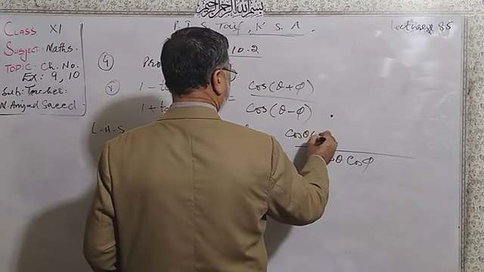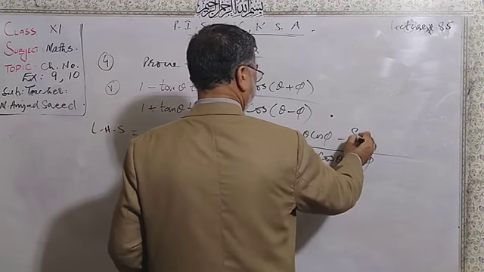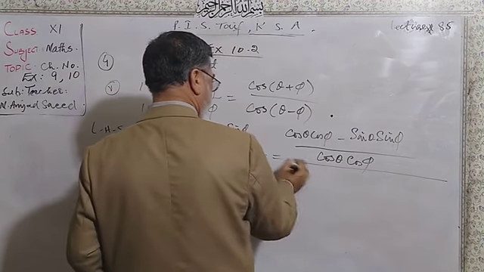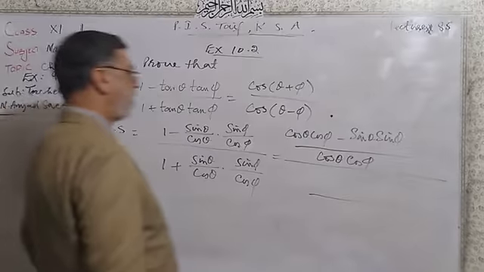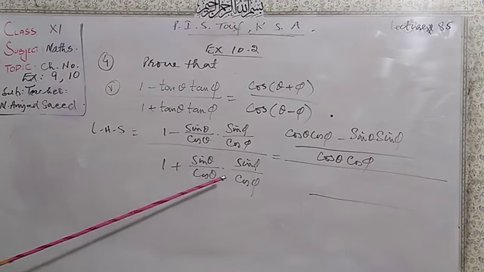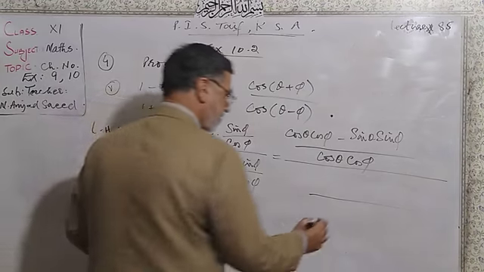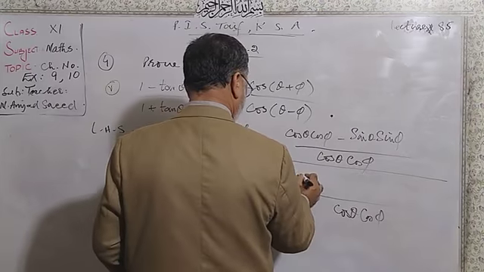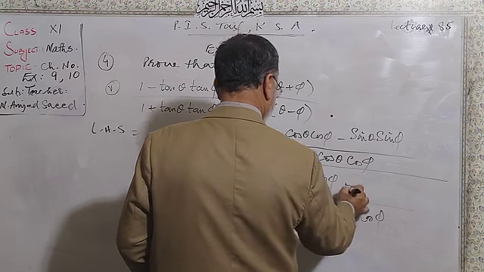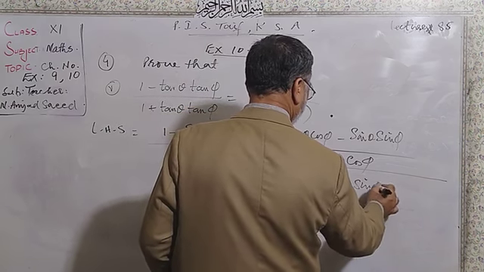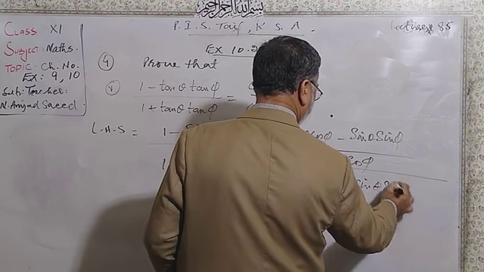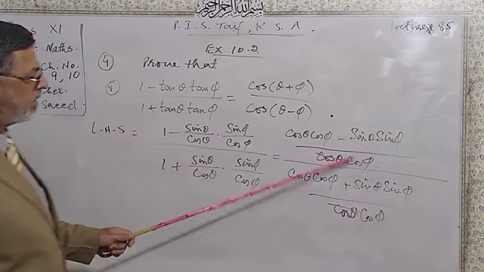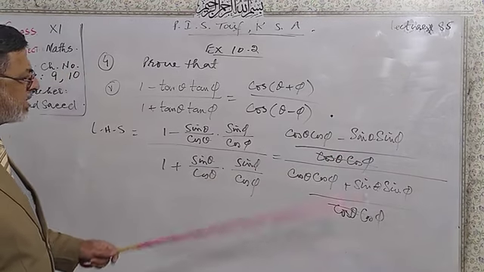So cos theta cos phi minus sine theta sine phi, whole divided by, again you will have the LCM of the denominators, that is cos theta cos phi, plus sine theta sine phi. Remember that the denominators, the LCM, cancel out.